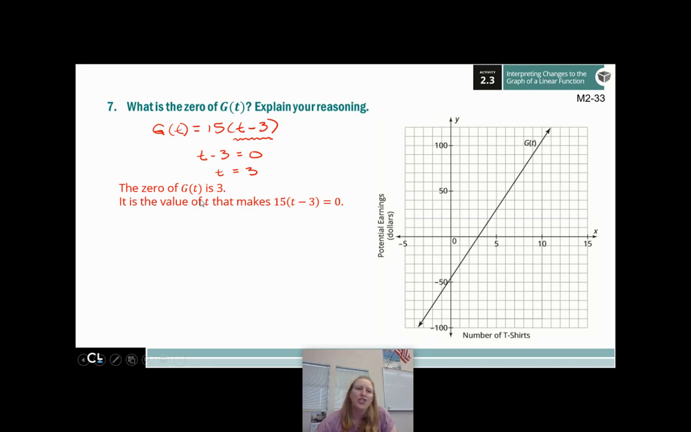So the 0 of g of t is 3 because it is the value of t that makes this whole thing equal 0. If I were to plug a 3 in there, 3 minus 3 is 0, and then 15 times 0 is 0. So it's the value that, if I plugged it in, turns it all to 0. And again, it matches what we know before because that's where the x-intercept is.